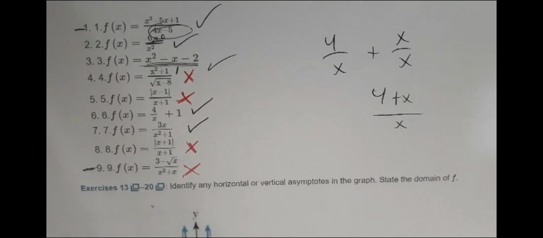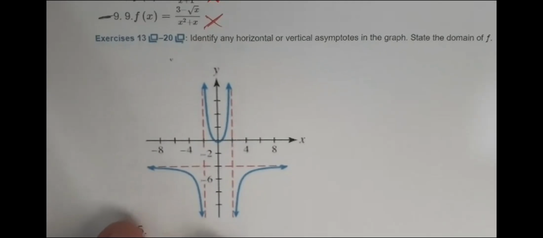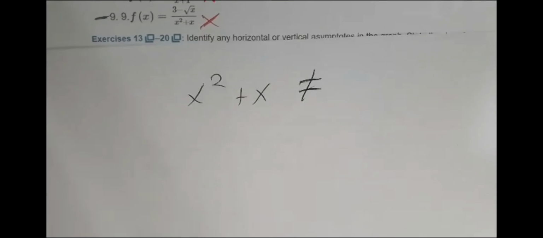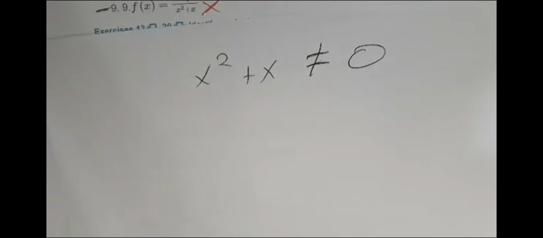And number 9. We're looking at this thing. We've already said it's not a rational function, but I think we can still find domain or domain restrictions. If I want to find my domain restrictions, what restriction do I have? X squared plus x cannot be what? Zero? Yeah.